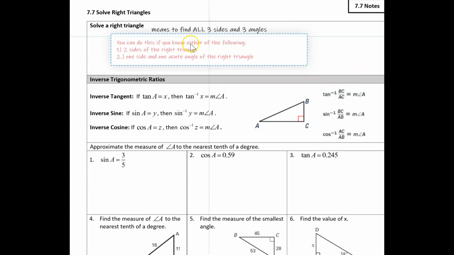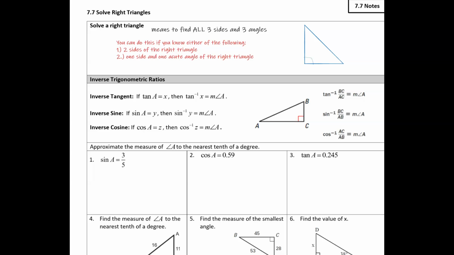Now, we can do this if you know either of the following. So, if you know two sides of the right triangle, or if you know one side and one acute angle of the right triangle. Now, what is new for us is that we have never actually found angles in triangles. We have only been finding the sides of a triangle.